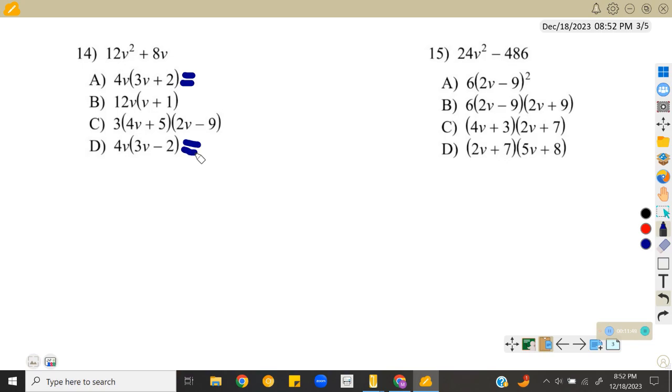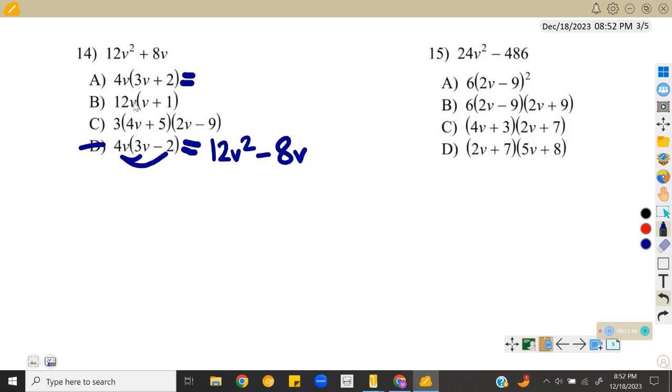Then what would we get if we did this one? Here we'd have 4v times 3v, and that would give me 12v squared, because I have 4 times 3 and v times v, which is by definition v squared. Then we'd have to do 4v times negative 2. Don't forget that 4 times negative 2 is going to give us negative 8, and then we have to include the v. So this obviously is not equal to what we have up here, so this would not be the answer.